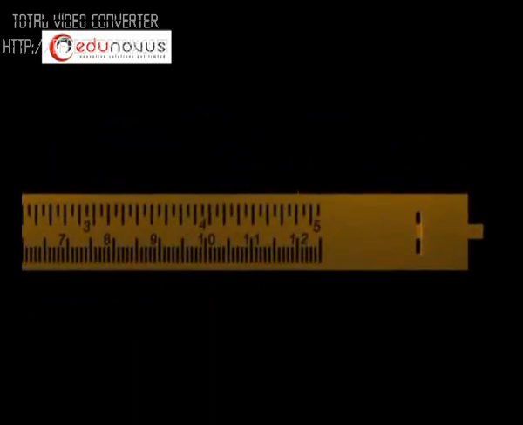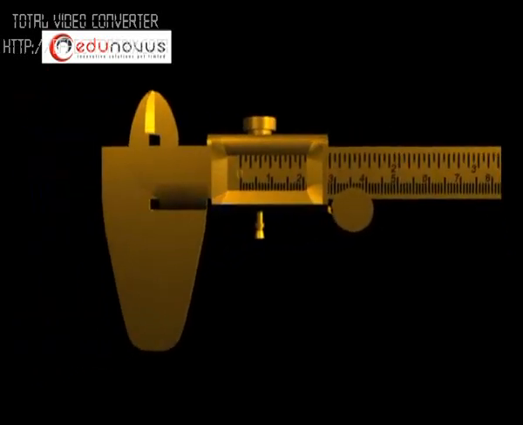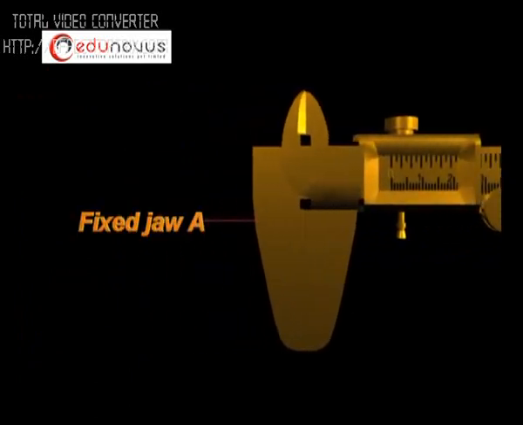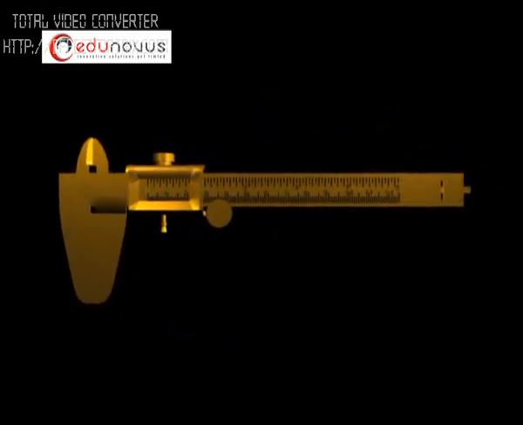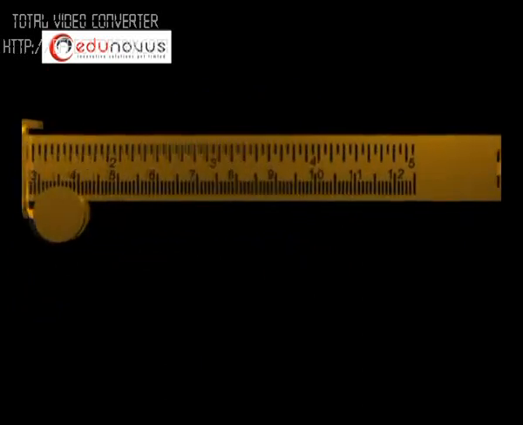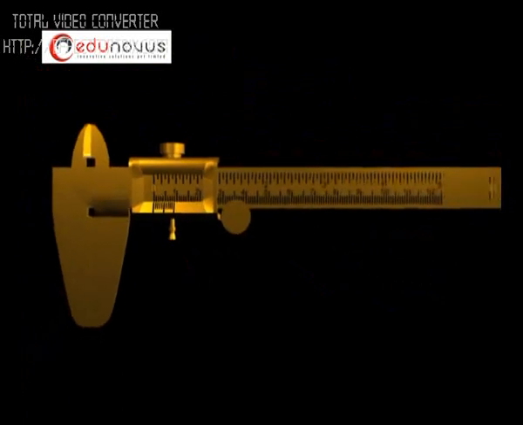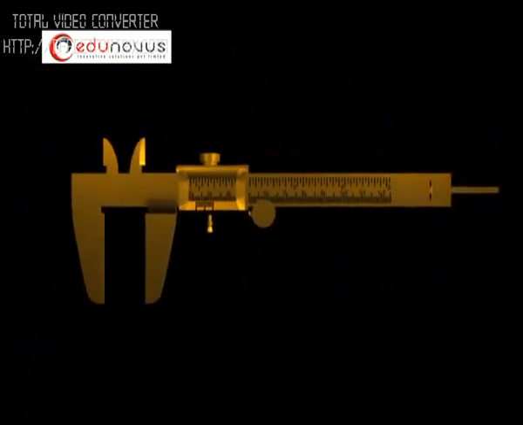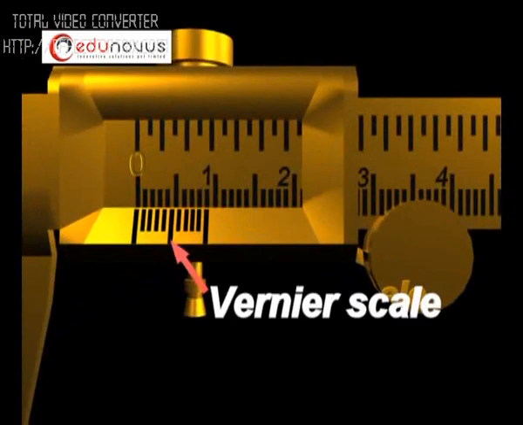A vernier calipers consists of a rectangular metal strip S. This metal strip has a fixed jaw A at one end and a scale graduated in inches on the upper edge and in centimeters along the lower edge. This is called the main scale. There is a rectangular metal strip which slides over the metal strip S. There are readings on the lower edge of this strip. This is called vernier scale.